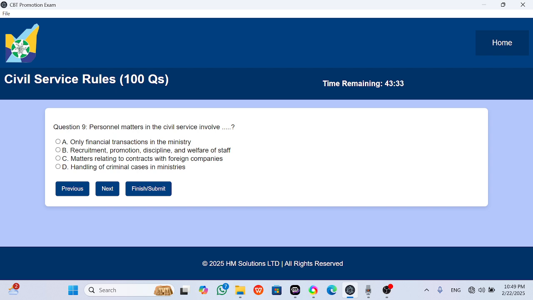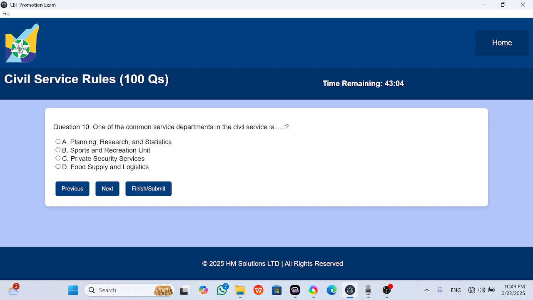Personnel matters in the civil service involves dash. A, only financial transaction in the ministry. B, recruitment, promotion, discipline, and the welfare of staff. C, matters relating to contract with foreign companies. D, handling of criminal cases in the ministry. Okay, let's say B is close to our answer. Let's take the last one and go back and do our review.